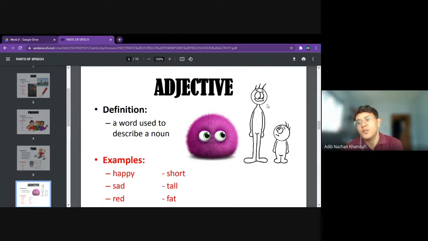And then you can see here in the second picture, a small guy and a tall guy, a short guy and a tall guy. Pendek dan tinggi. Pendek dan tinggi is an adjective. Kata sifat.